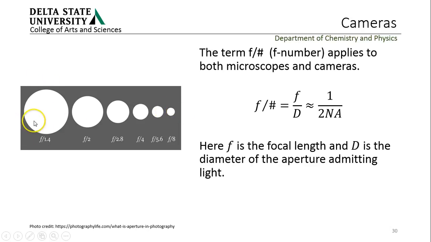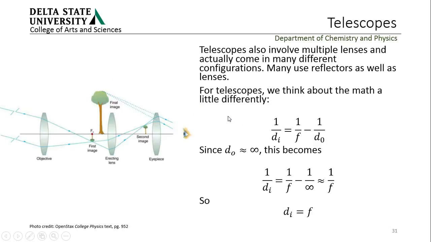Large diameter, you can actually take a faster photo because you're getting a lot of light in. Small diameter, you may need longer exposure to get the image you want. And these are issues we worry about when using cameras.